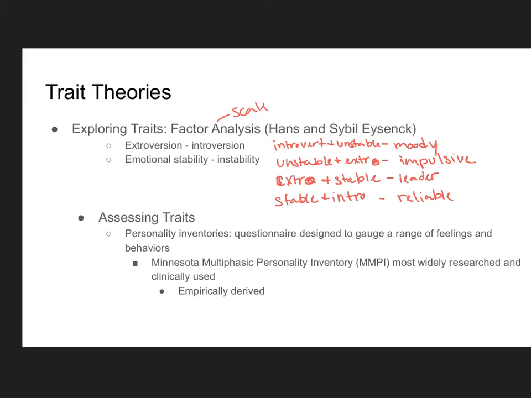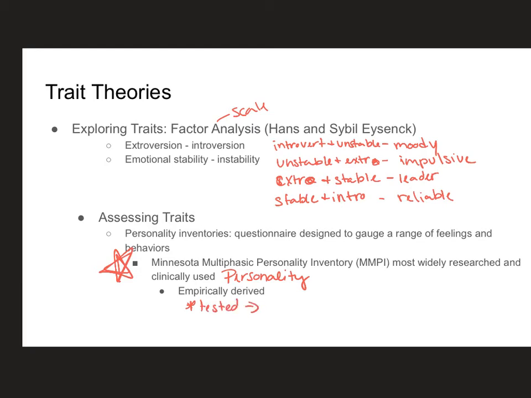Well, that's what we call a personality inventory. It's a questionnaire designed to gauge a range of feelings and behaviors. The most common is the Minnesota Multiphasic Personality Inventory, and it is the most widely researched and clinically used. So for most people, if they are going to take a personality test, it is going to be the MMPI. And it is usually given by doctors, right? Because they are the ones that are going to analyze that data. And this is what we call empirically derived, which means that it has been tested.